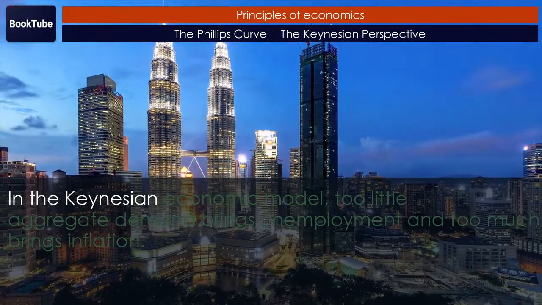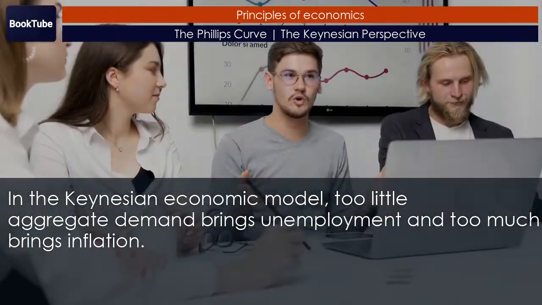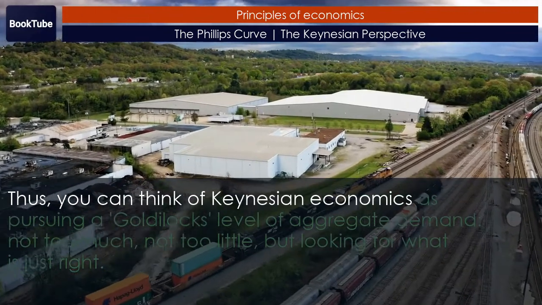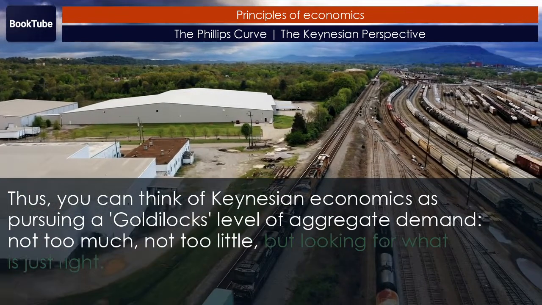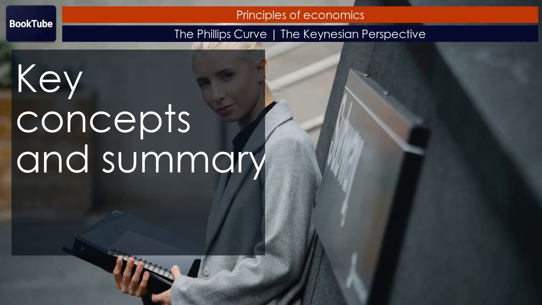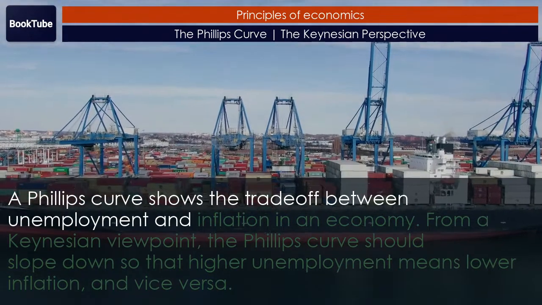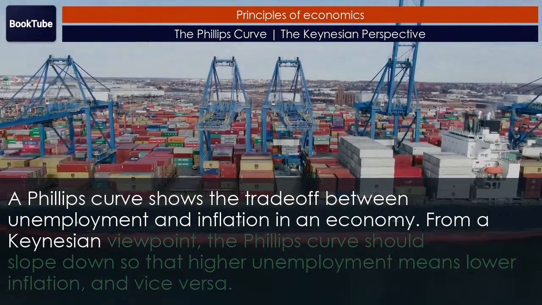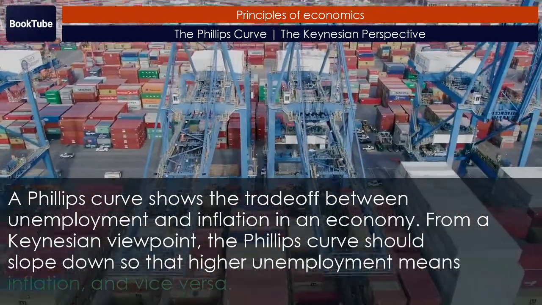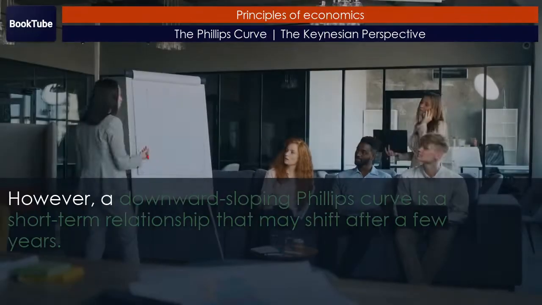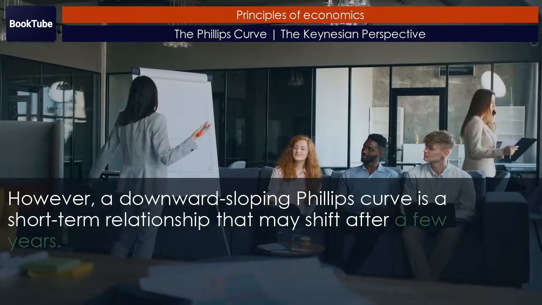In the Keynesian economic model, too little aggregate demand brings unemployment and too much brings inflation. Thus, you can think of Keynesian economics as pursuing a Goldilocks level of aggregate demand. Not too much, not too little, but looking for what is just right. Key concepts and summary: A Phillips curve shows the trade-off between unemployment and inflation in an economy. From a Keynesian viewpoint, the Phillips curve should slope down so that higher unemployment means lower inflation, and vice versa. However, a downward-sloping Phillips curve is a short-term relationship that may shift after a few years.